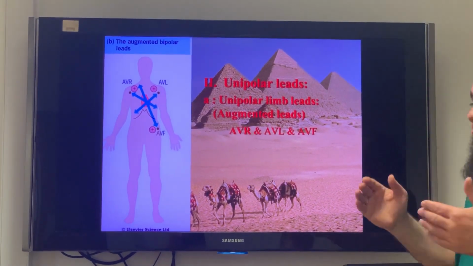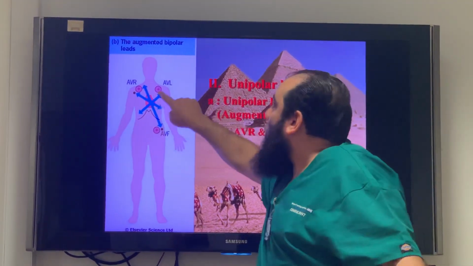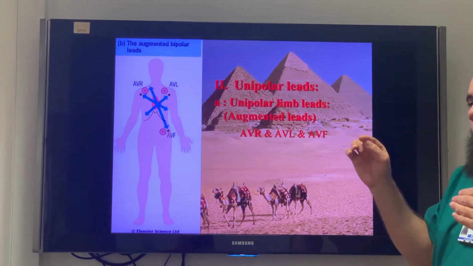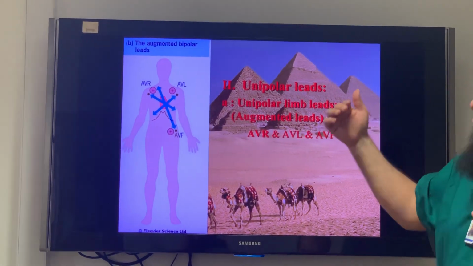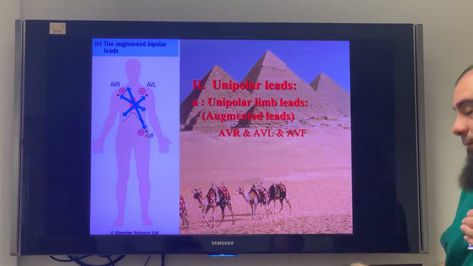And again, any wave which comes towards the arrow or towards the lead is going to be positive, and any wave in the ECG or the heart which is going away from that point is going to be negative in the ECG. Okay?